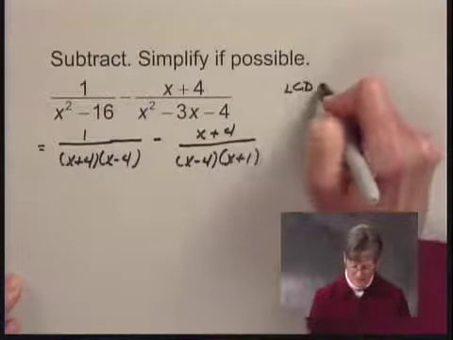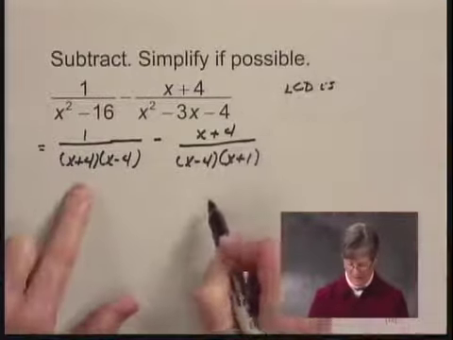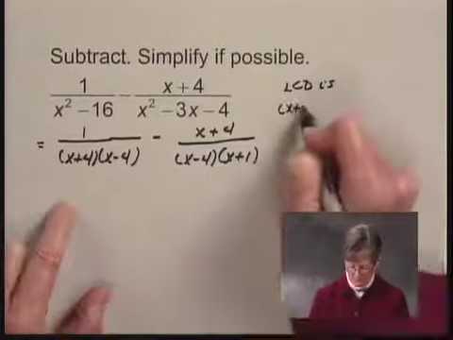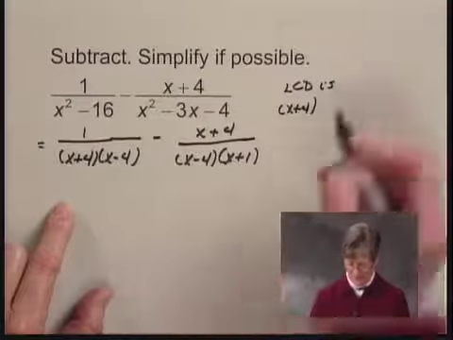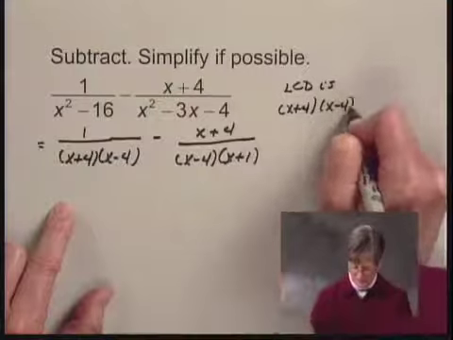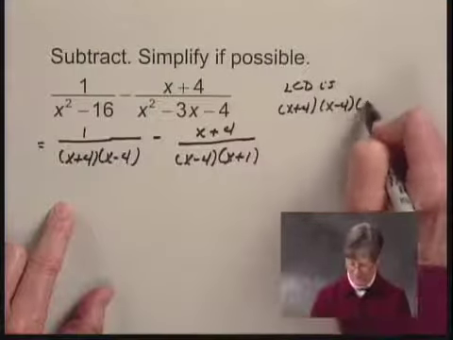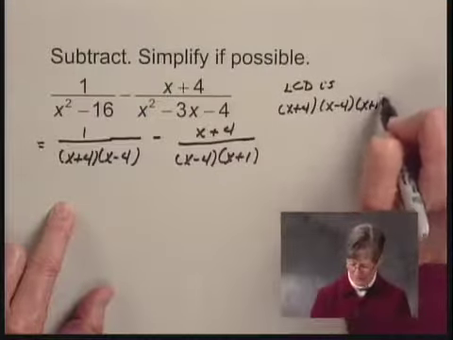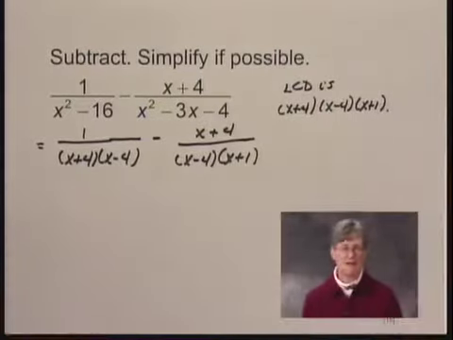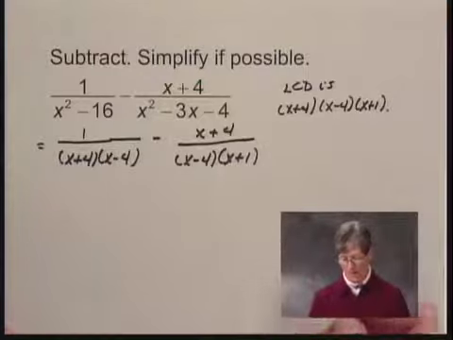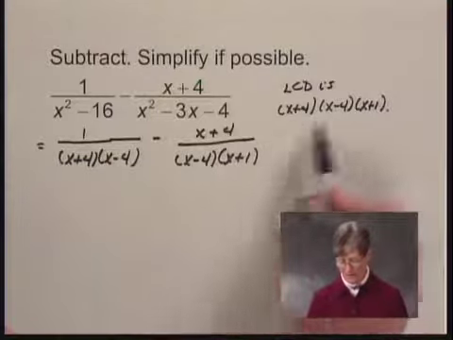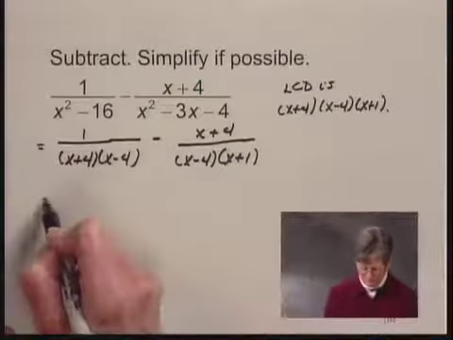So the least common denominator is going to have a factor of x plus 4. And it's going to have a factor of x minus 4. There's an x minus 4 in each of these. And it also has to have a factor of x plus 1 from that second denominator. So this is the least common denominator, and now we need to multiply each of these expressions by a form of 1 to get this denominator in each of them.